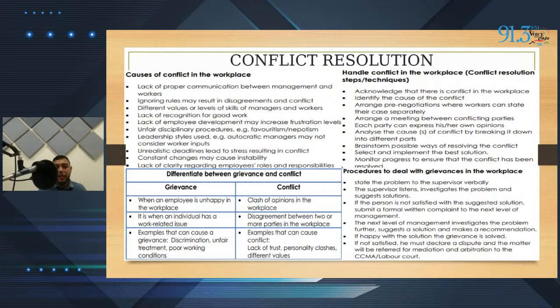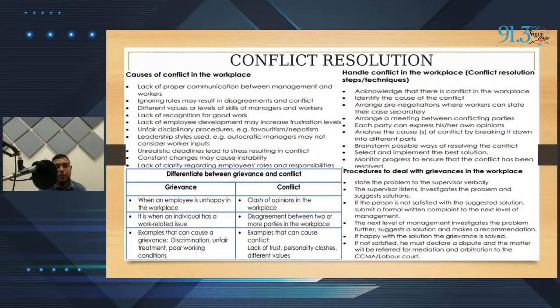Ignoring the rules may result in disagreements, as well as lack of recognition. If I don't get recognition for my work, I would now have caused conflict because someone else is getting awarded for my hard work. Also, unfair disciplinary procedures such as favoritism or nepotism. Nepotism means taking one's part. Leadership styles, unrealistic deadlines, and constant changes may cause instability.